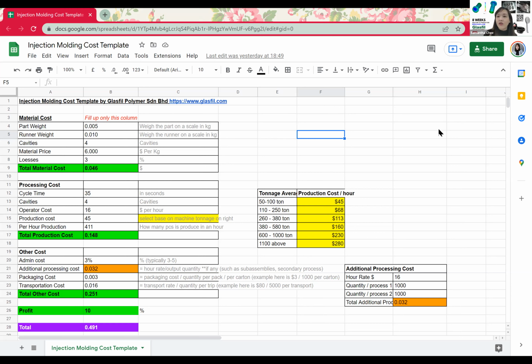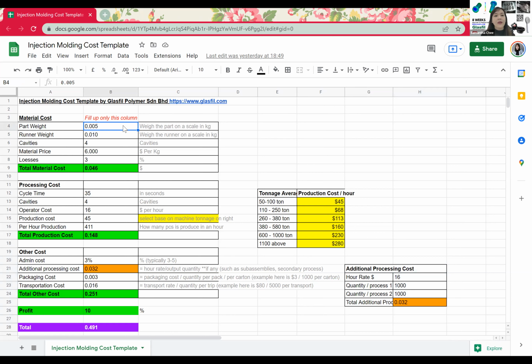Just now I mentioned to you that in a plastic injection cost, there are the material cost, the processing cost, the other costs, and also the profits. Feel free to change anything in this column and also in this column for additional processing if you have it. If you don't have it, just leave it blank. So there's only two places that you're going to fill up, here and here. Okay, and we're going to start. Let's say you call somebody and tell them that, hey, I am having a mold and we want to check out what the cost is. Let me just start with the part weight.